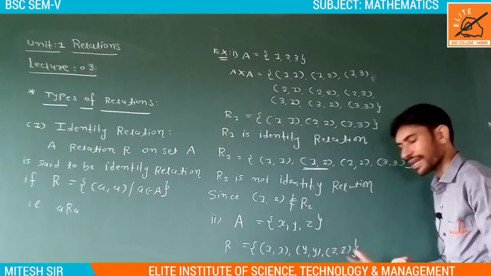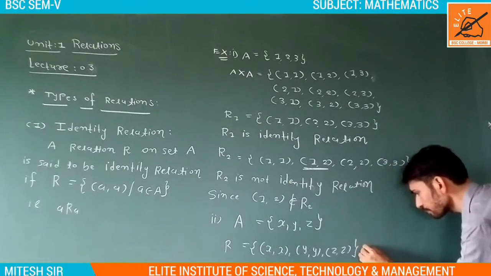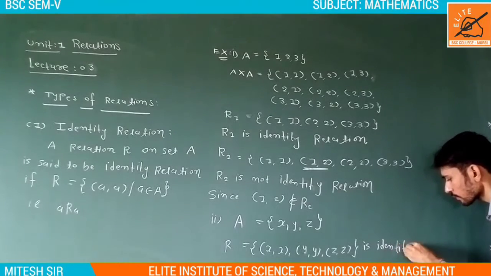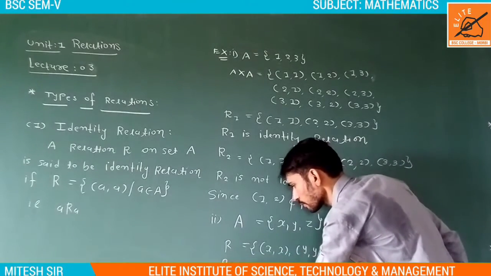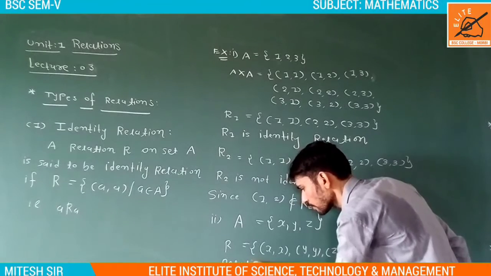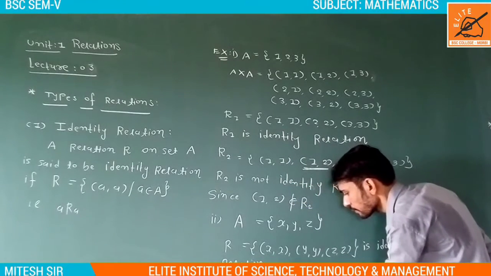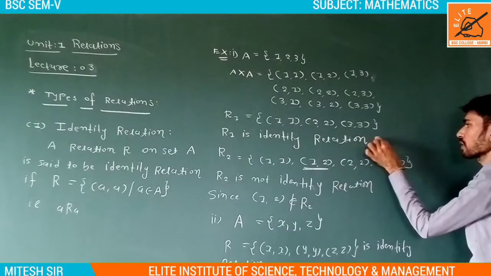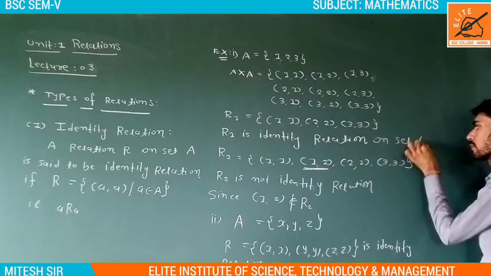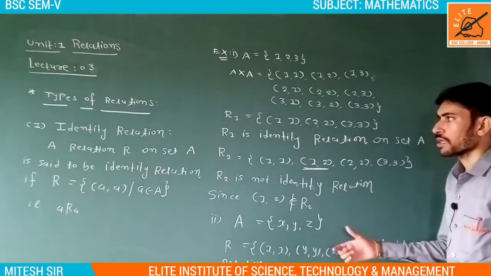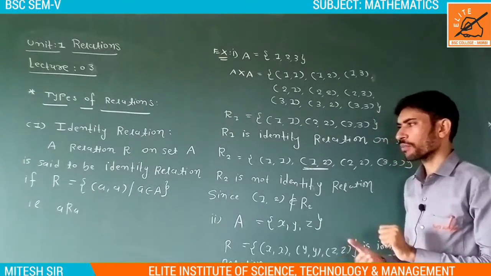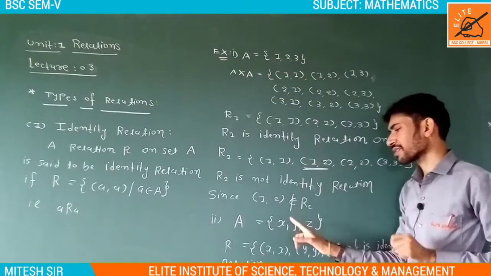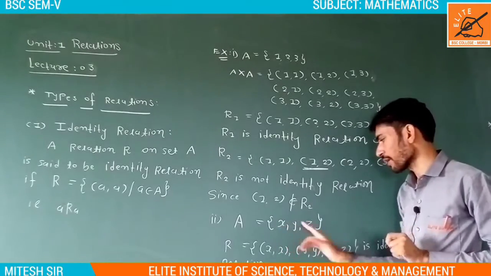So our relation R is identity relation on set A. So this is also identity relation on set A. So this is the identity relation. Right? So keep in your mind, your relation just contains the pairs 1 1, 2 2 and 3 3. Your relation just contains the pairs x x, y y and z z.